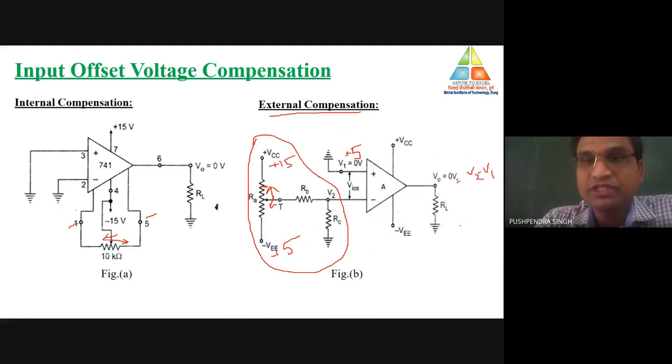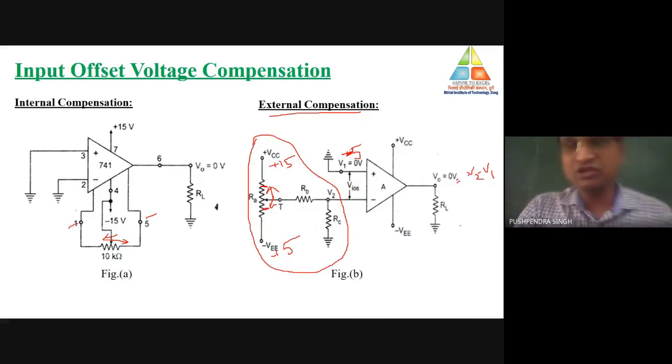Suppose it is minus 5. When it is -5, we need to move the wiper in the negative direction up to -5. So minus minus plus, -5 plus 5 is 0. So based on how much output voltage we are getting, we need to compensate the output.